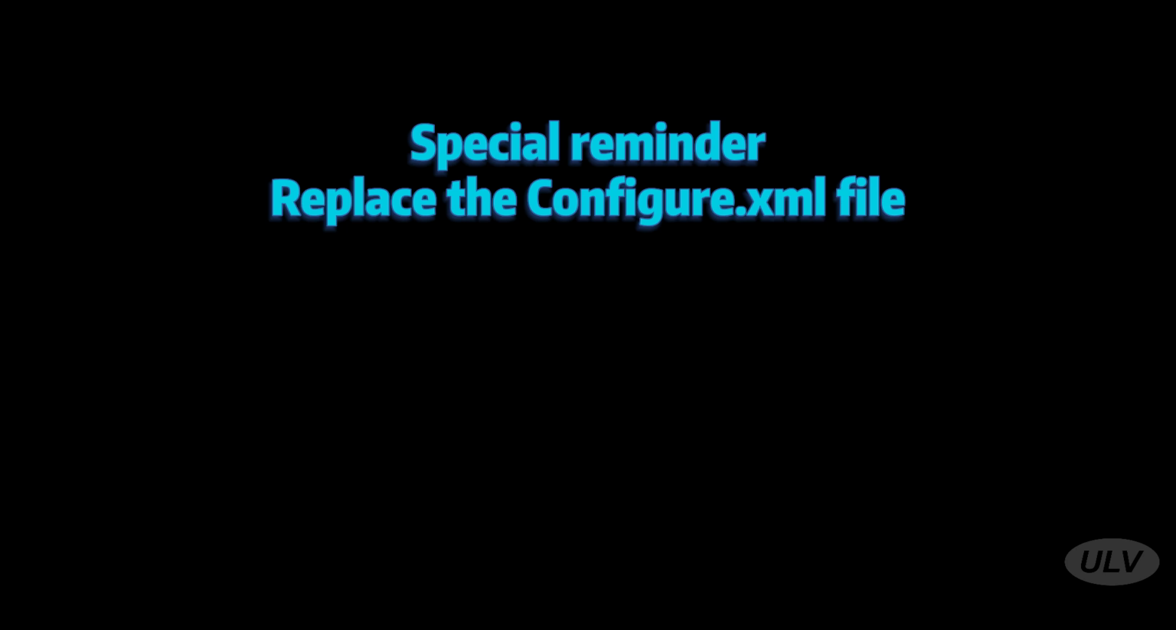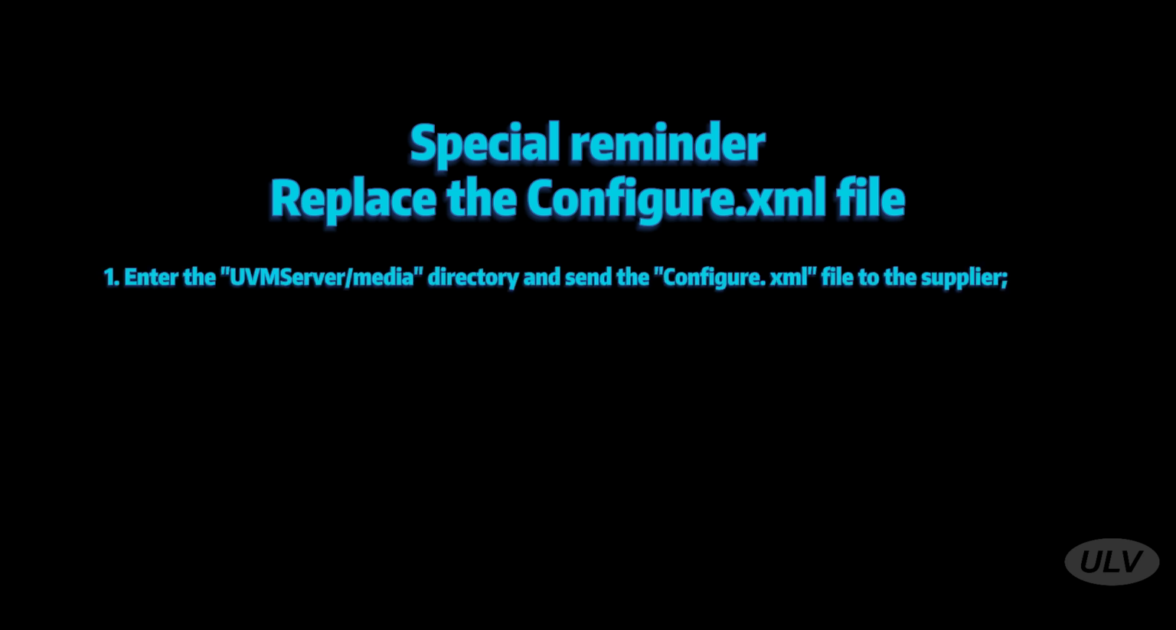Special reminder, replace the configure.xml file. 1. Enter the UVM server/media directory and send the configure XML file to the supplier. 2. Send the server's MAC address and IP address to the supplier.